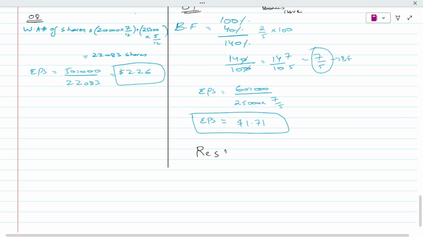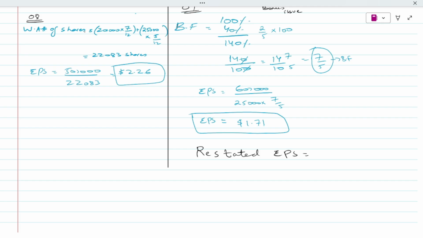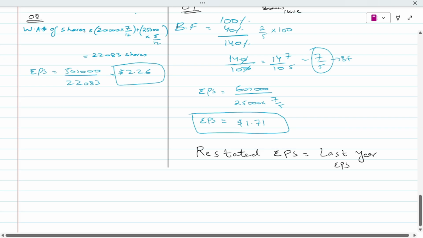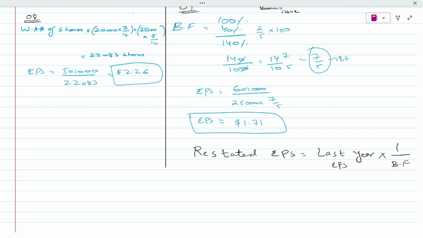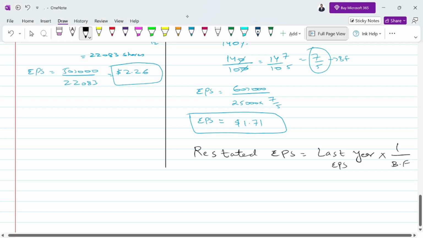So how do I calculate the restated EPS? There's this one formula which goes something like this: you take the last year EPS, which was 2.26, and you times it by 1 over the bonus factor. Okay, so you take the last year EPS and you times it by 1 over the bonus factor. This is the formula for the restated EPS.